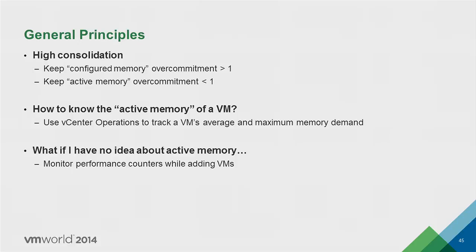But what if I don't have VCOps installed and I don't have any idea what the active memory is? Then we can simply monitor some performance counters as you keep adding VMs, to see if we have a performance problem or not. Now you may be curious what these counters are, but before I talk about them, I'd like to first talk about some counters that we should not look at, because sometimes looking at the wrong counters is worse than not looking at any counters at all.